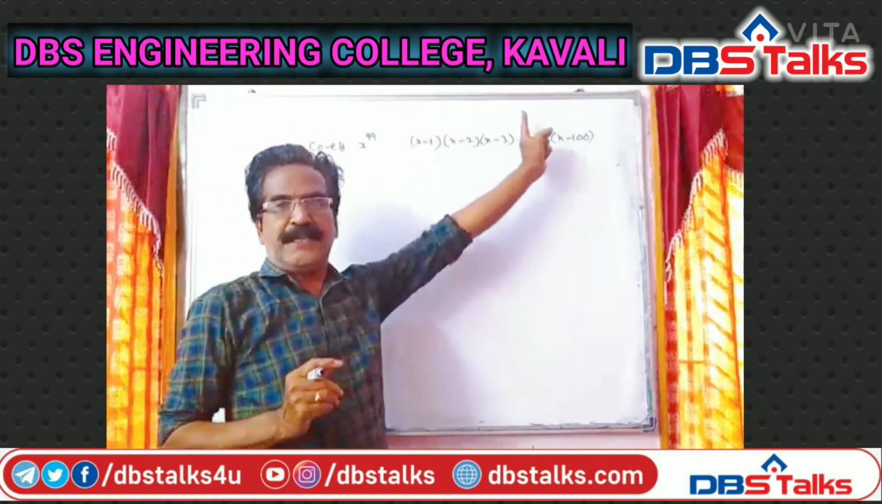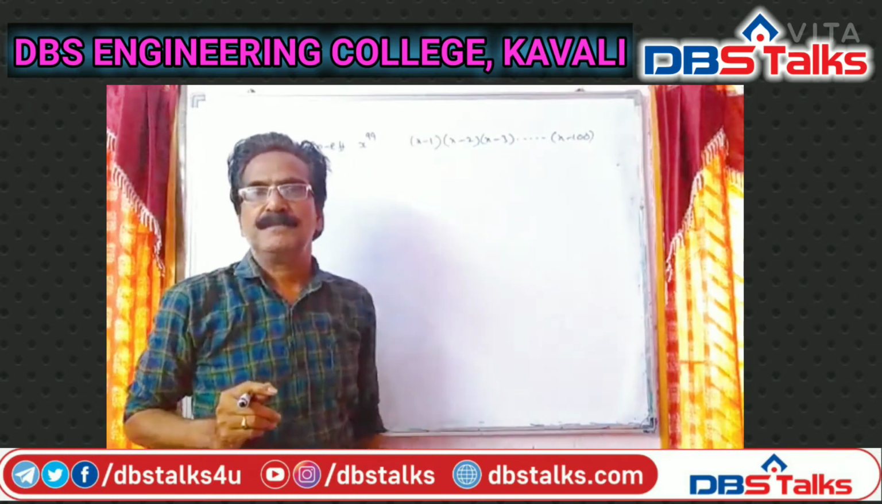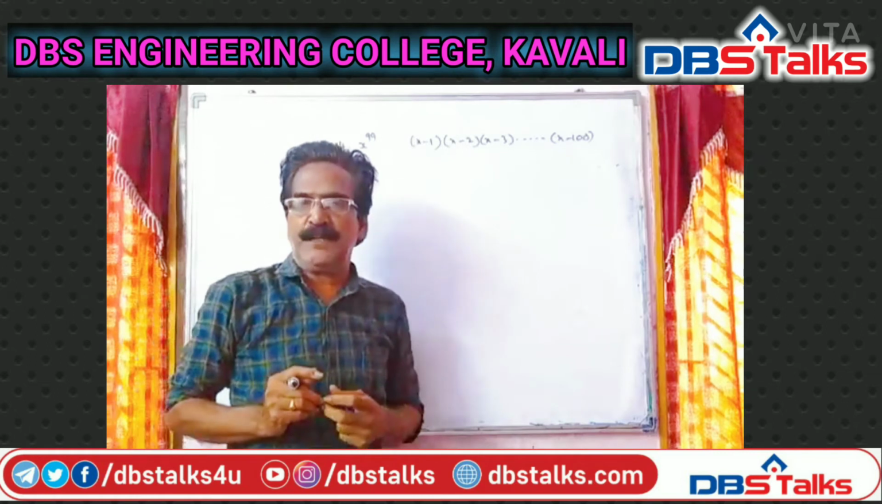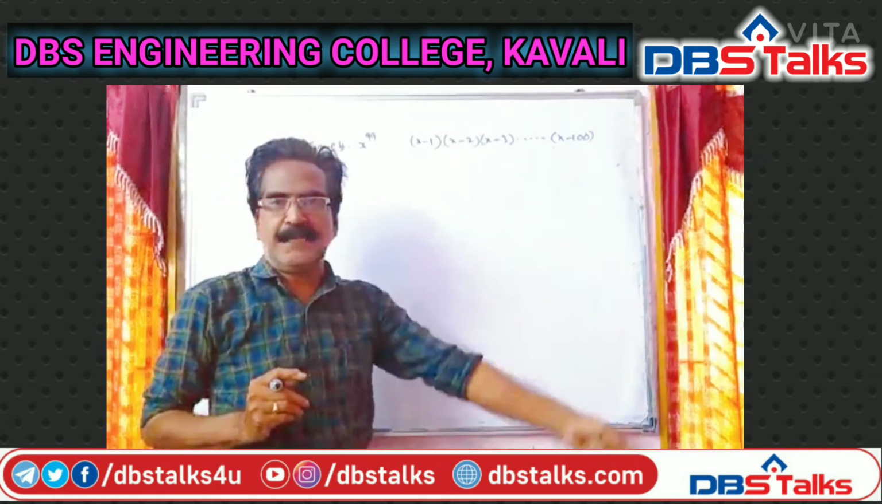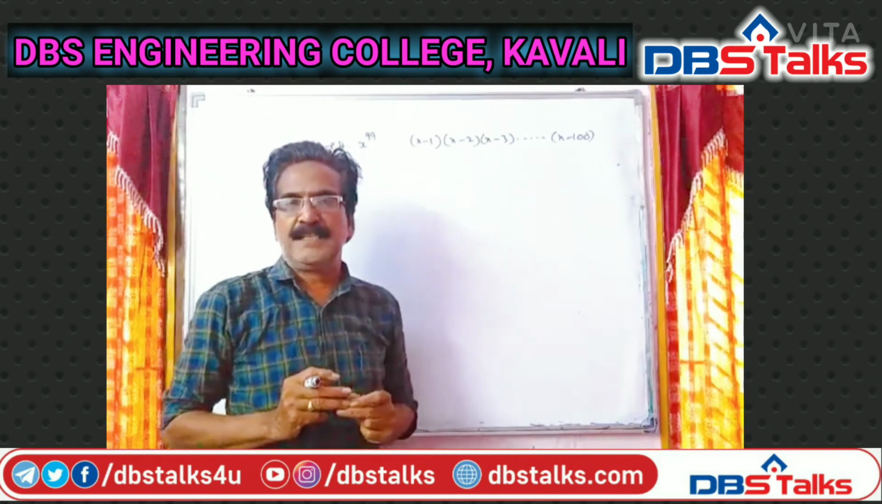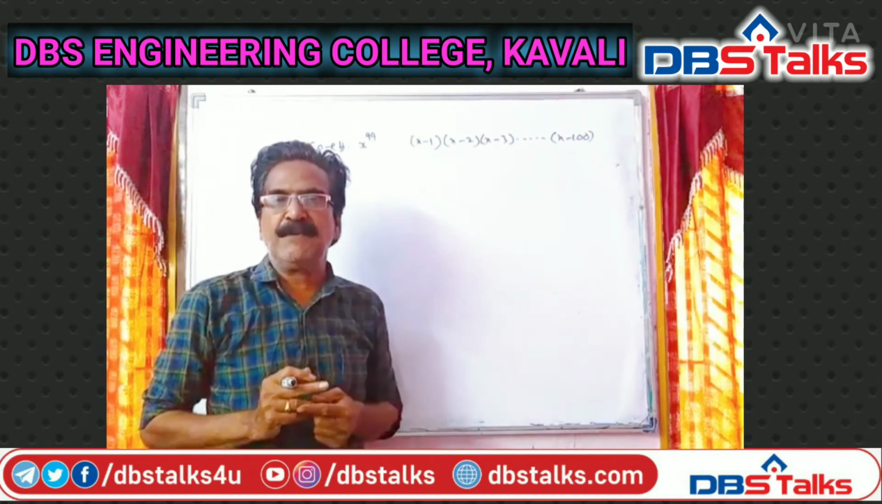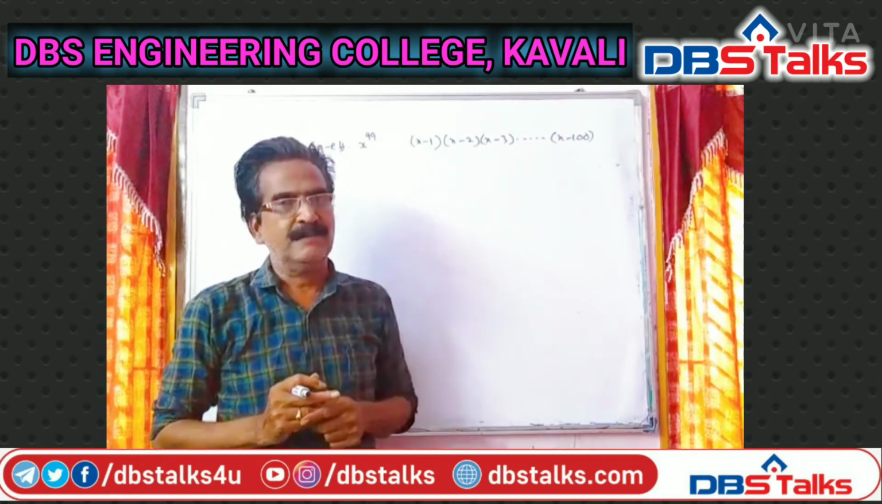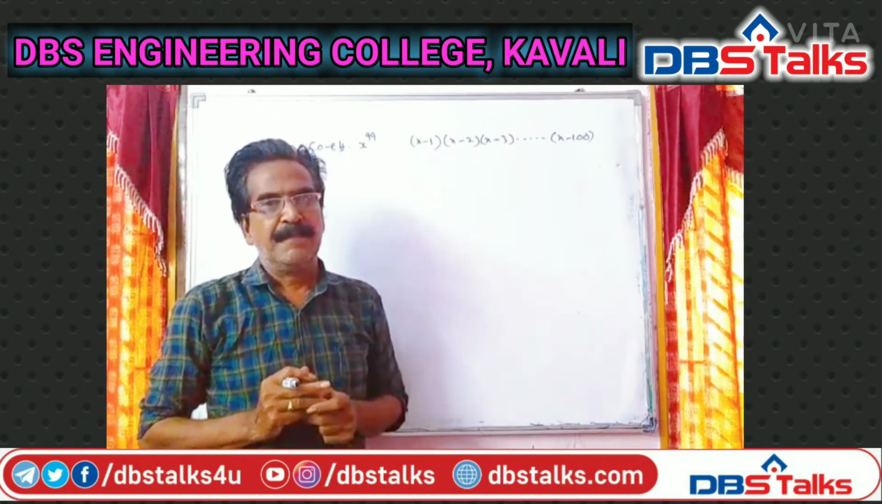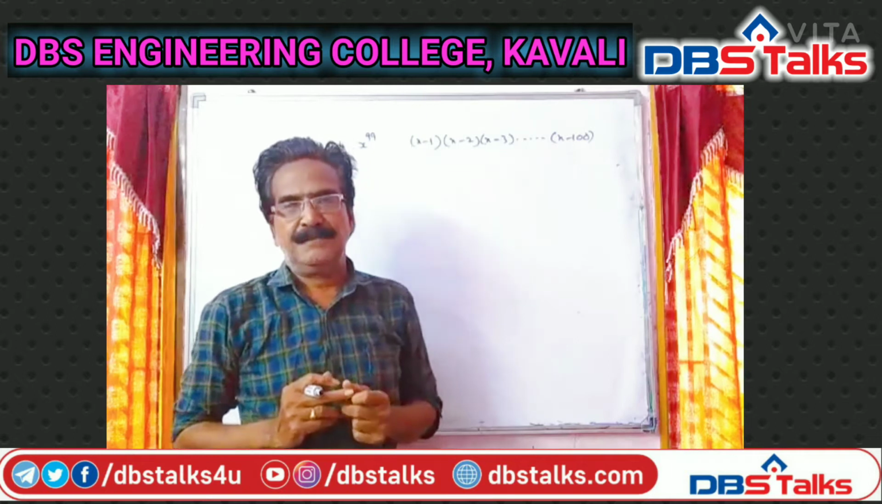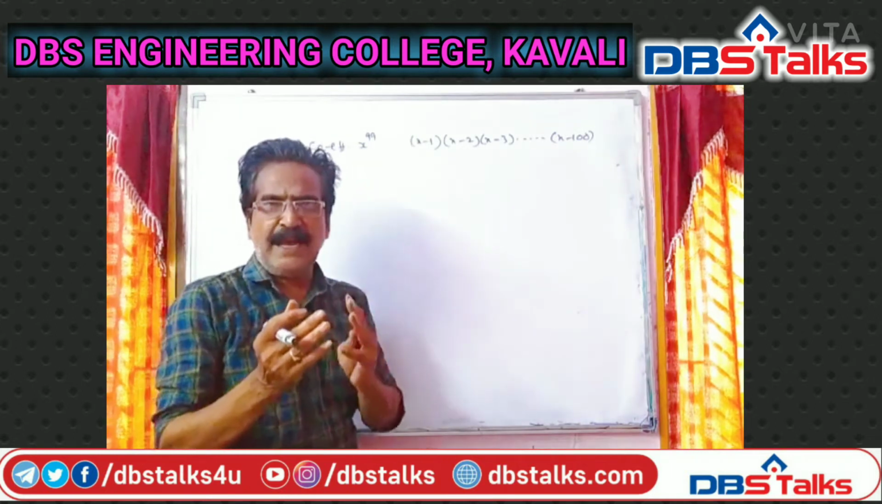Friends, if this product is multiplied, the coefficient of x power 100 we know. X is multiplied 100 times. So the coefficient of x power 100 is 1. But we want the coefficient of x power 99. Let us see what happens.